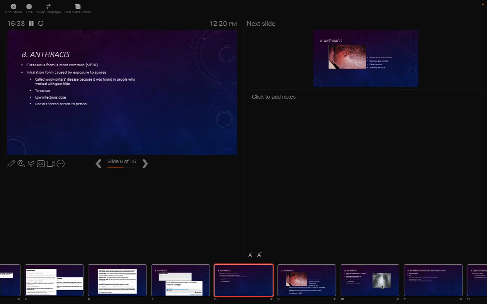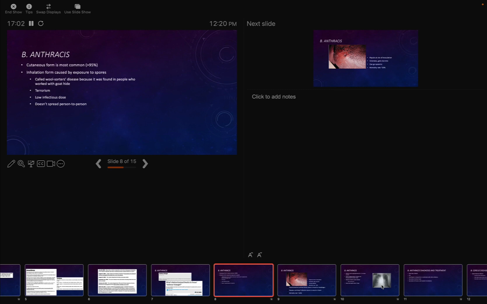Of course, we've seen it in the US. It was only the second time that a biological agent was used as a type of terrorism in the US. It was the first time that killed people. It has a very low infectious dose. You don't have to inhale a ton of spores in order to get sick.